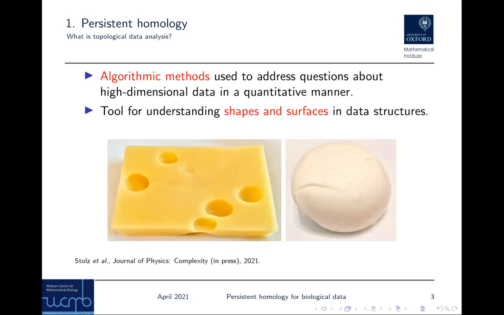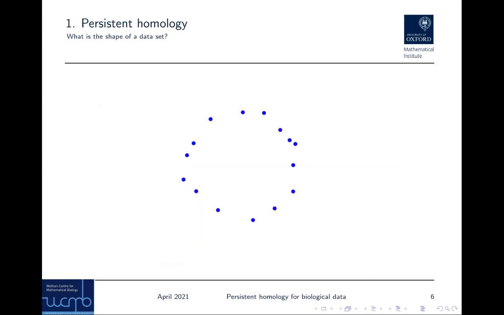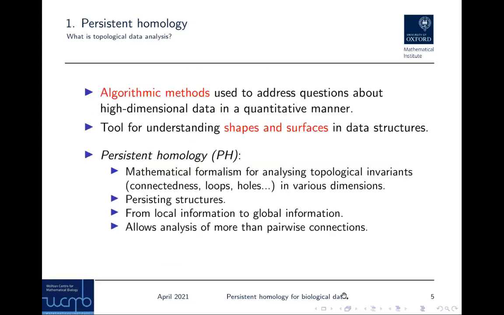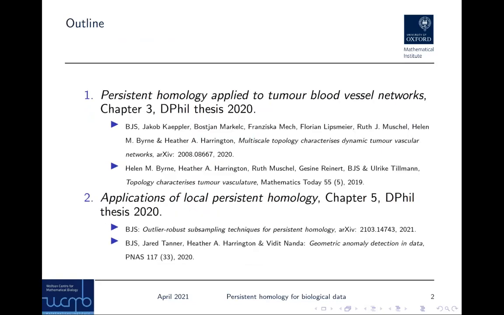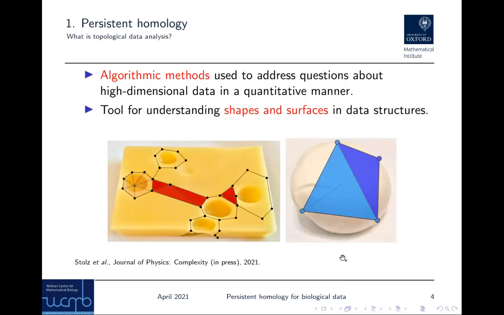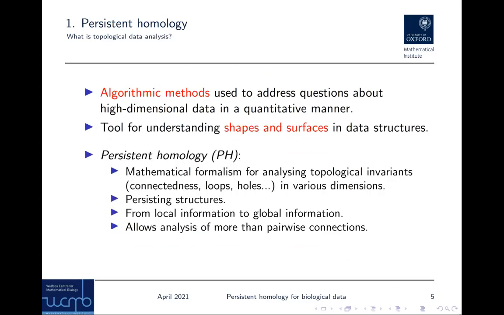So topology is known to be very useful. For example, if I give you these two cheeses and you're not allowed to comment on taste or smell, you can still tell me that they're different because one has holes and the other doesn't. And this is exactly what topological data analysis, sorry for jumping, can tell you about these two cheeses. Persistent homology is a mathematical formalism for analyzing topological invariants such as connectedness, loops, and holes in various dimensions. And it's one of the methods from topological data analysis.